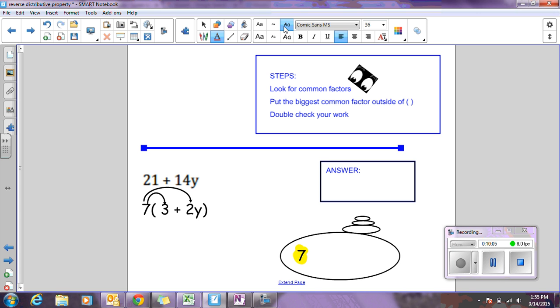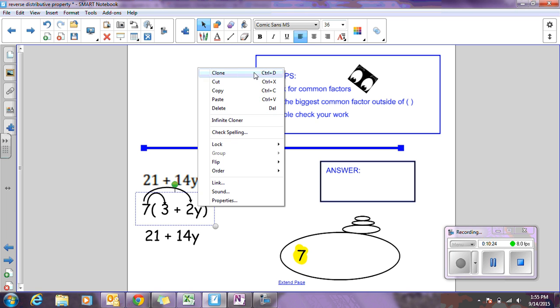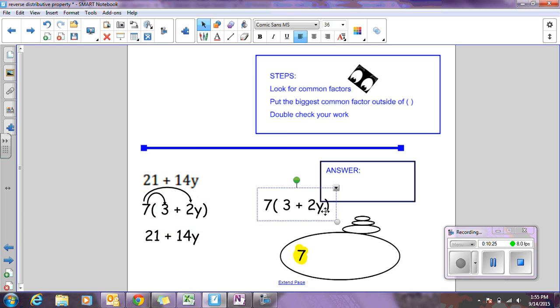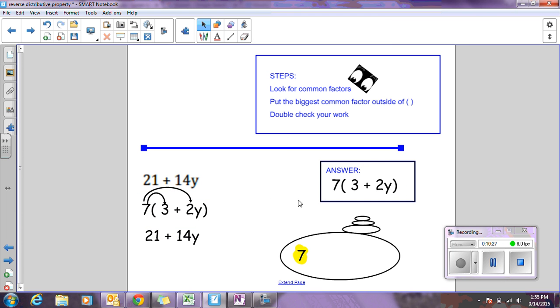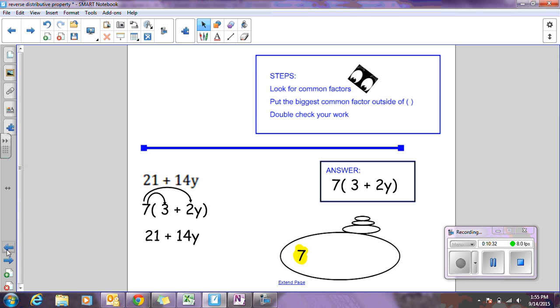Okay. 7 times 3 is 21. 7 times 2y is 14y. So, do they look like, yep, what I originally had. That's the answer. So we just factored out a 7. And I don't have any more left for you to do.